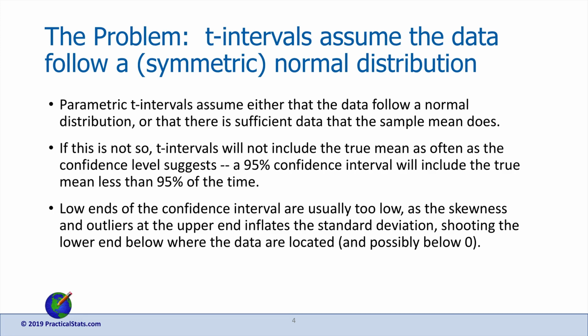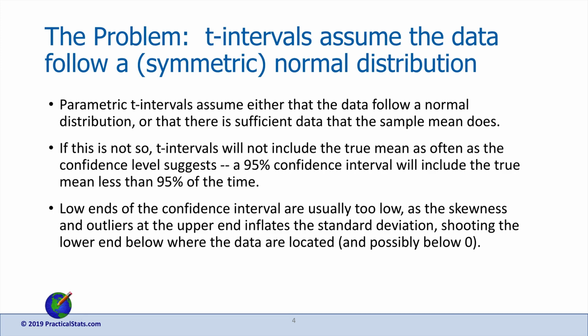One of the big problems is that T-intervals won't include the true mean, which is their primary goal, as often as the confidence level suggests. So if you compute a 95% confidence interval, it should include the true mean 95% of the time, and it won't.